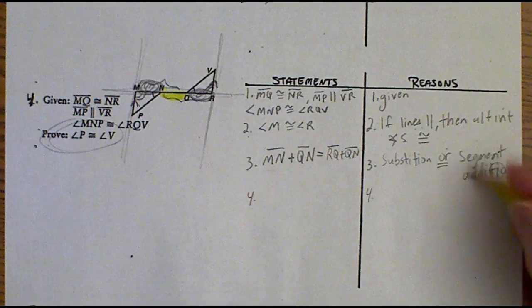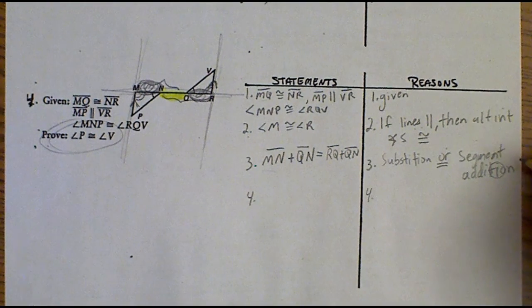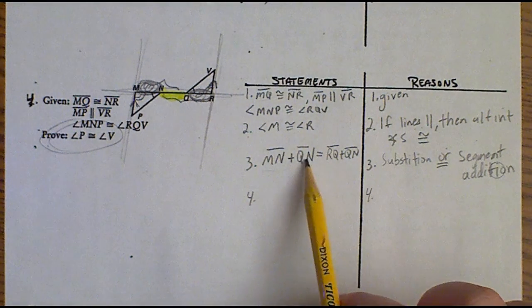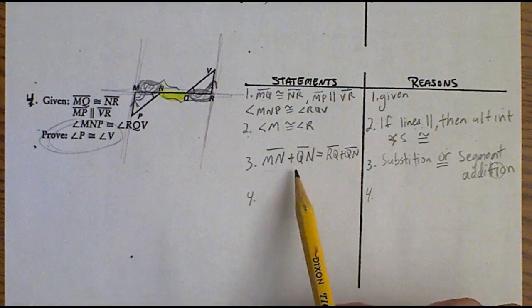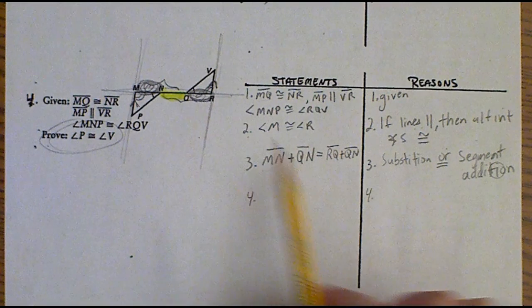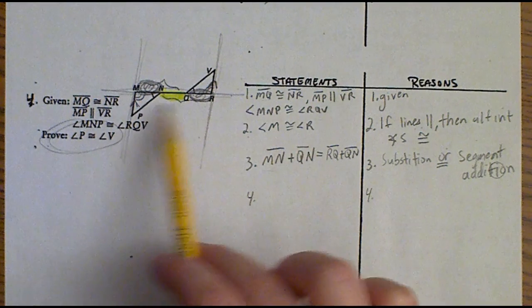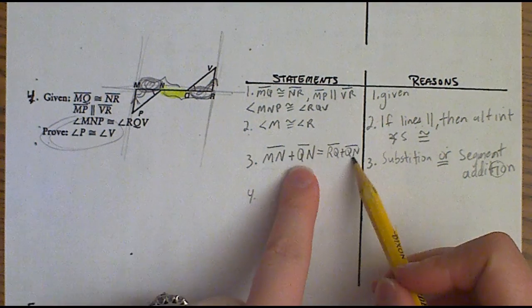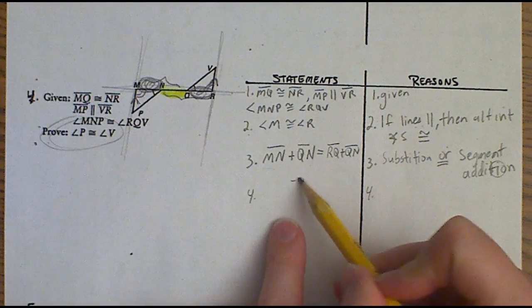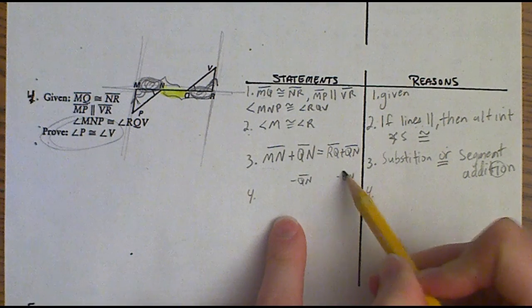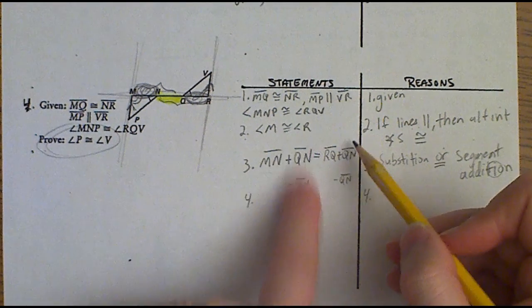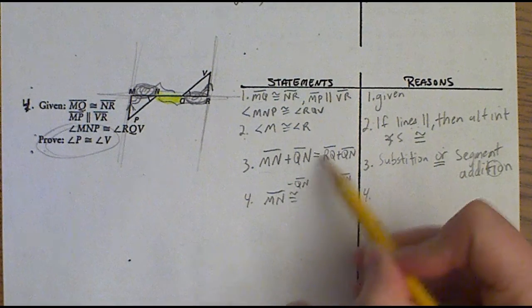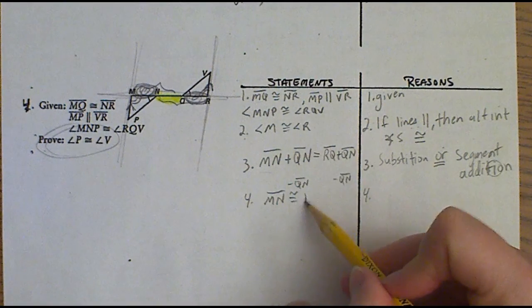And I realize that we haven't really talked about this since chapter 1, but you guys know that when you add two segments together, it's just the total. So MN plus QN would be equivalent to MQ. Okay? Now I notice that QN is on both sides of my equation, so if I were to subtract QN away from both sides, they would cancel out. And so my next statement is going to say MN is equal or congruent to RQ.